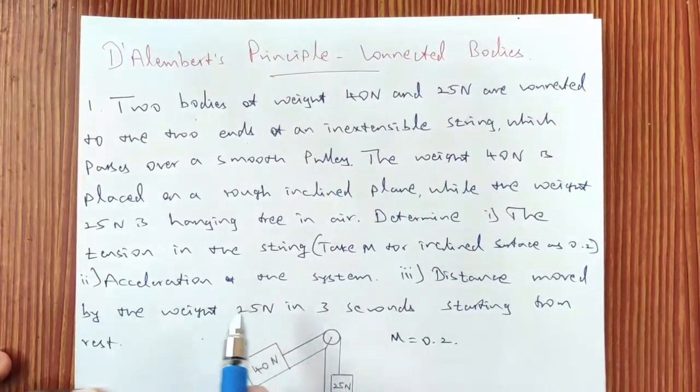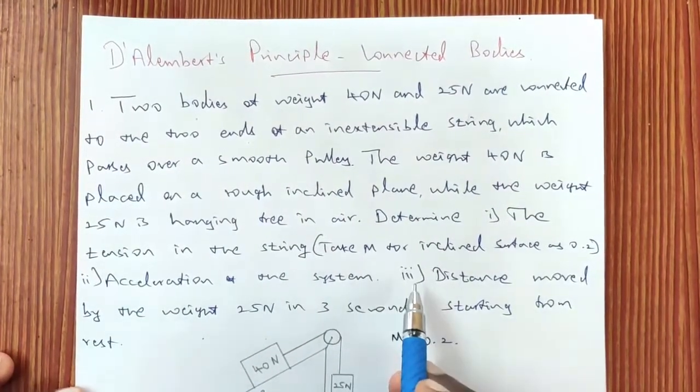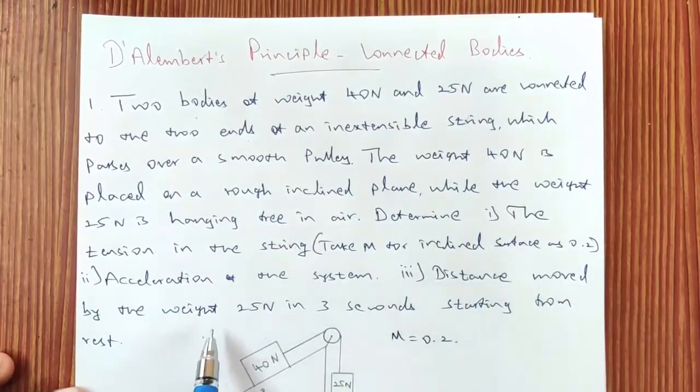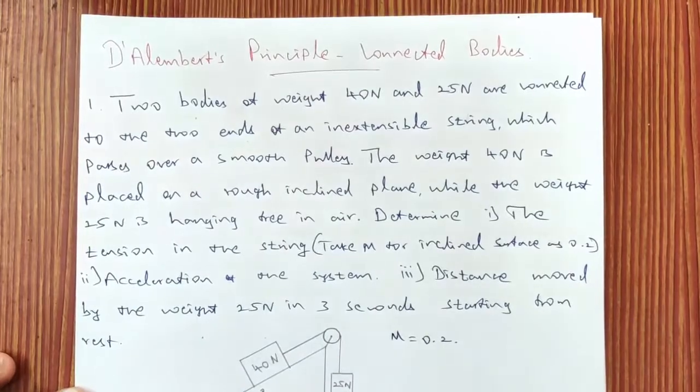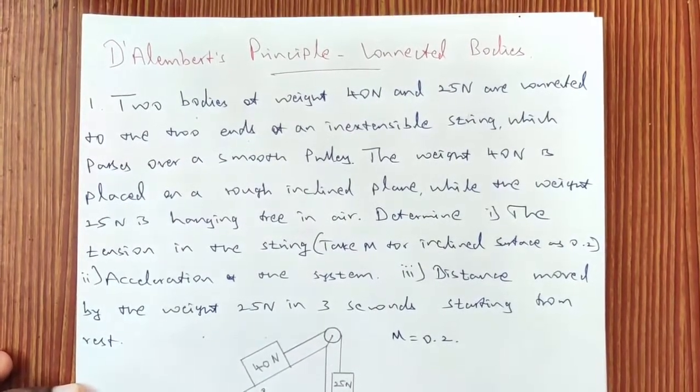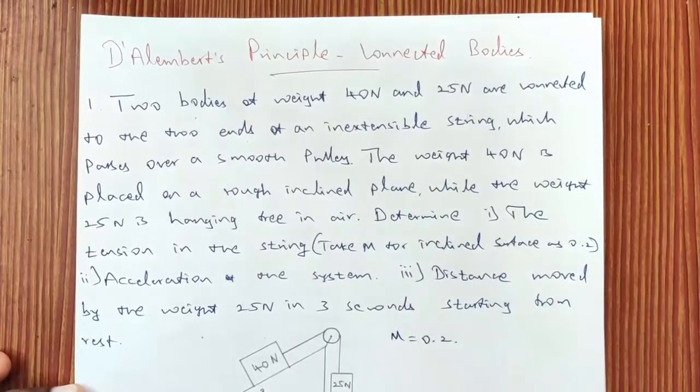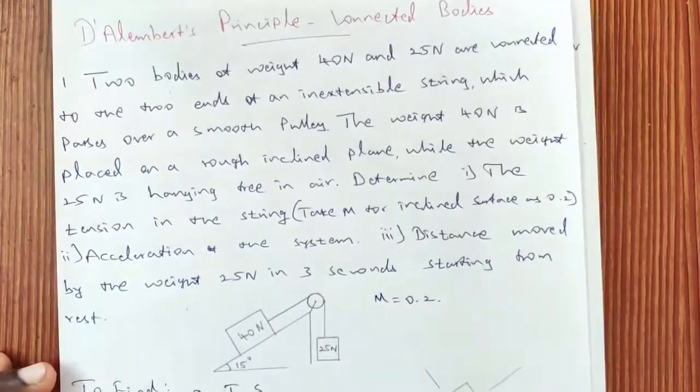Number 2, acceleration of the system, and number 3, distance moved by the weight 25 Newton in 3 seconds starting from the rest. So we have to find the acceleration, the tension, and the distance moved.